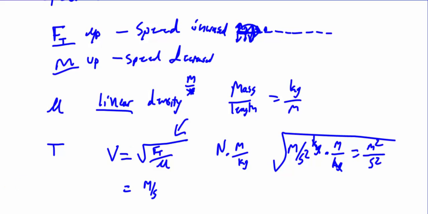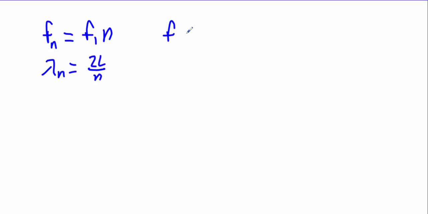Okay? So we have a couple equations. We know that the frequency of the nth harmonic is given by f_1 times n. That's our fundamental. We know the wavelength of the nth harmonic is given by 2L over n. We know that the frequency times the wavelength is equal to the velocity, and we know that the velocity of a wave moving along a string is given by the square root of the tension in the string divided by the linear density.